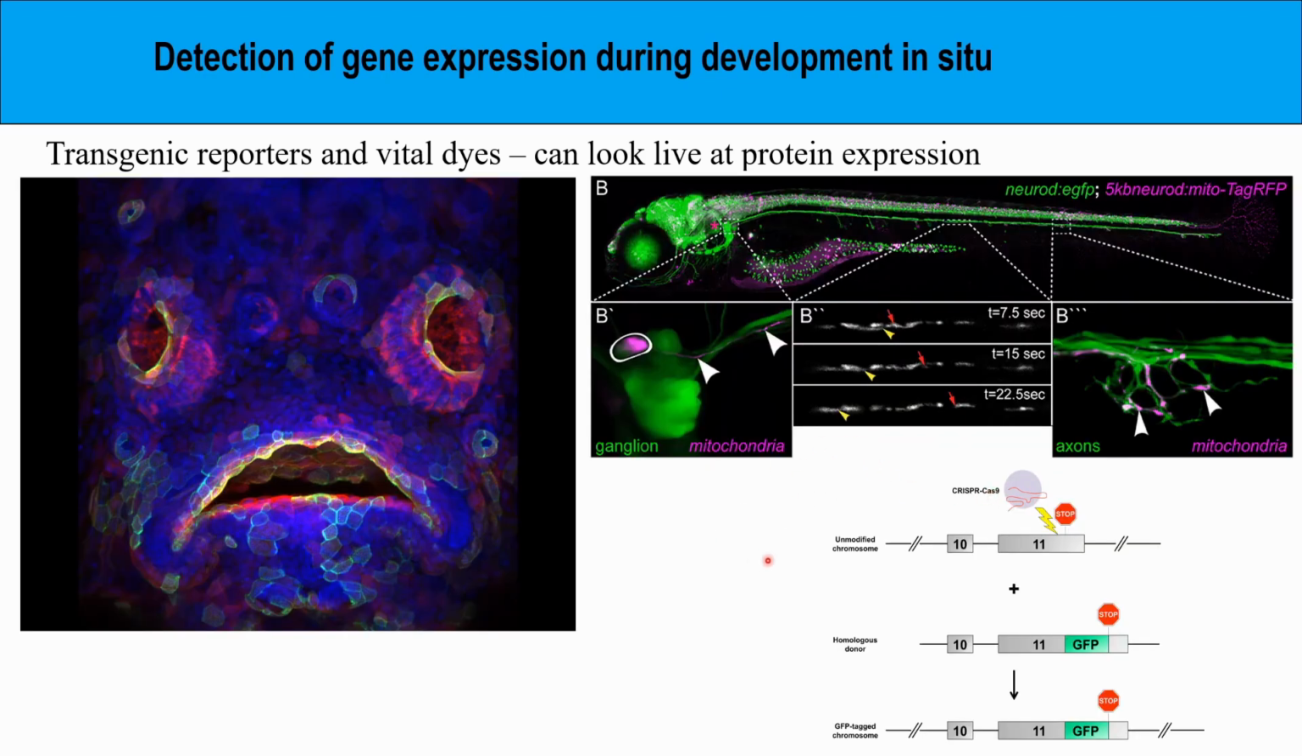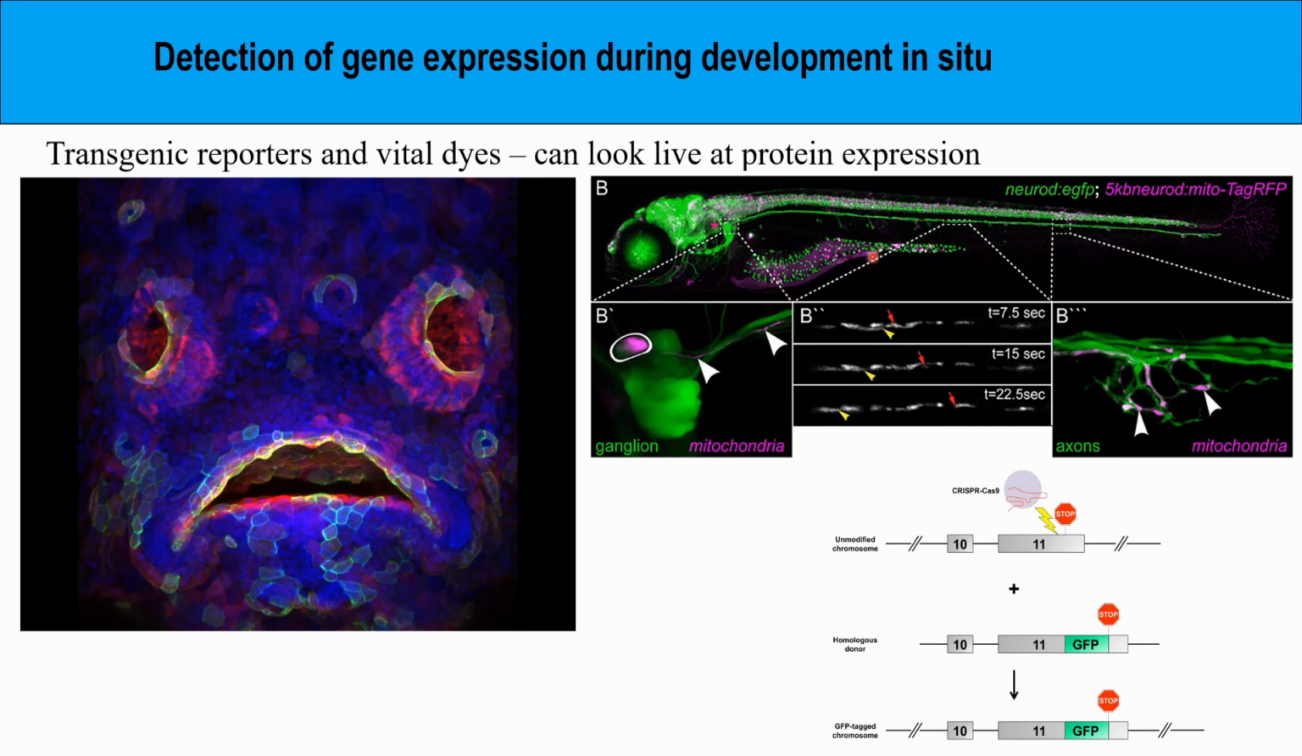Here are just a couple more examples. I think this is, again, a developing zebrafish embryo where they have reporter constructs with GFP in green or RFP in red to show where these genes are expressed, and in blue they've used a vital dye for DNA. So this animal is alive, and you can look at the expression of those genes in real time.